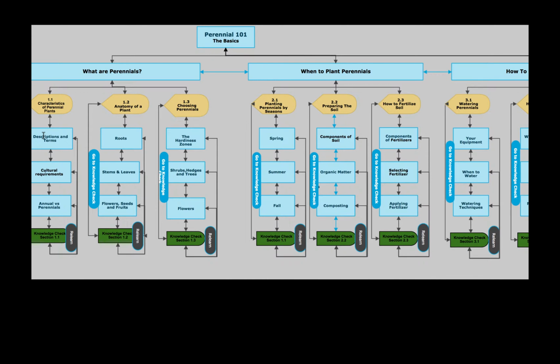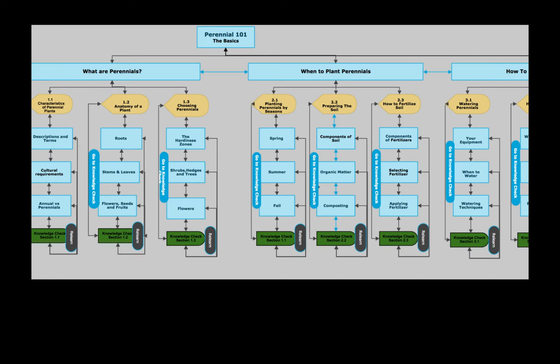It will begin with the characteristics of perennial plants, which underneath that will be the description and terms, the cultural requirements, and annuals versus perennials. After the learner has viewed all three sections, they can go on to the knowledge check and test their knowledge on what they've learned.